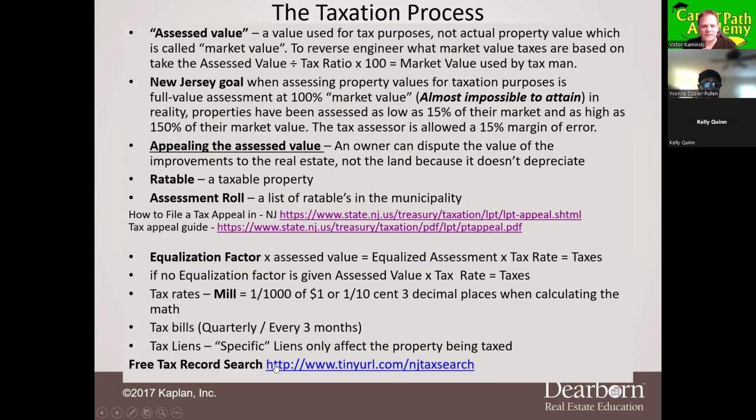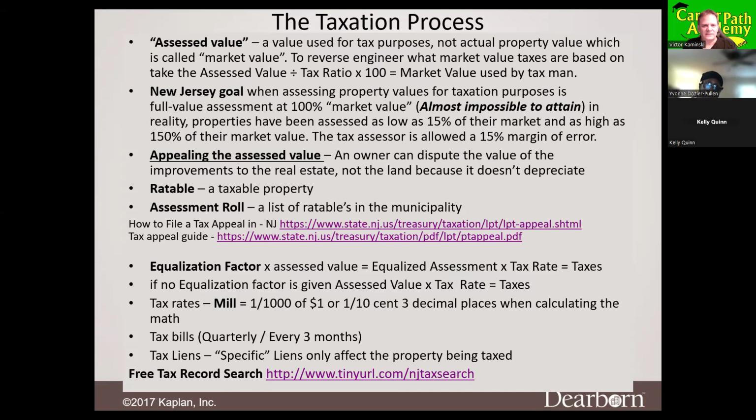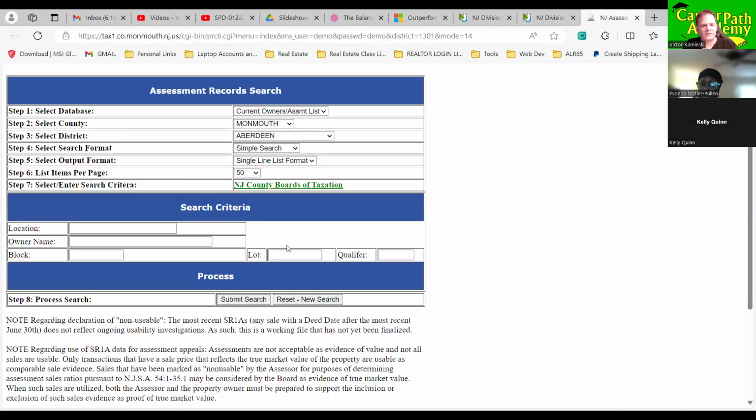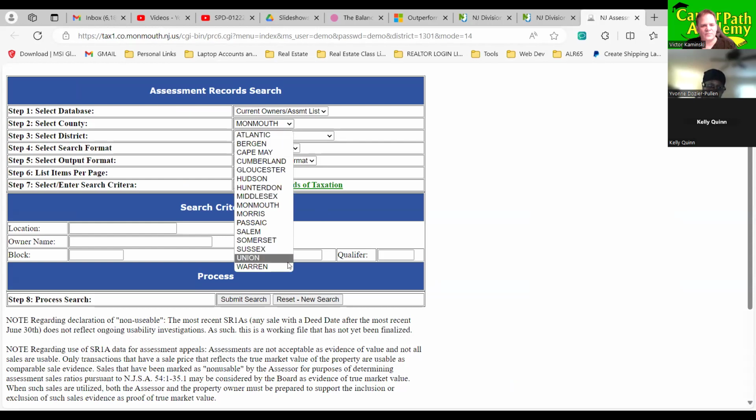I created a shortcut link because the link is very long to get to it, and they kind of hid it and buried it. I know a little programming, so I was able to discover what the actual link is. If you click on that, it takes you here. This is the Monmouth County tax search system. However, it has access to about 17 of the 21 counties here, so you could search tax records of about 17 of them there.